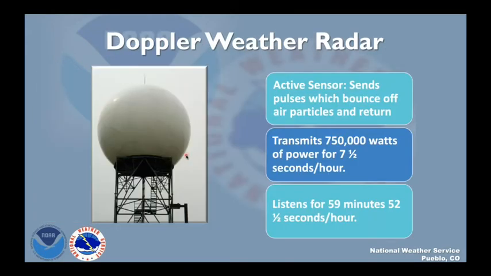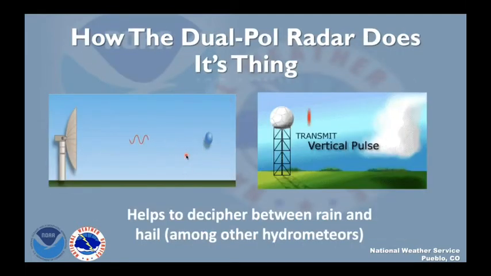So this thing is an active sensor. It sends out pulses of radiation in our air. It bounces off air particles and it returns. It's very, very powerful, 750,000 watts, and it's generally a listening device. So it pulses out that piece of radiation, but then it's just listening afterwards to see what comes back. And that kind of looks like this.